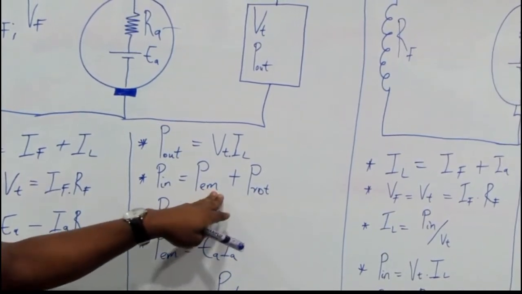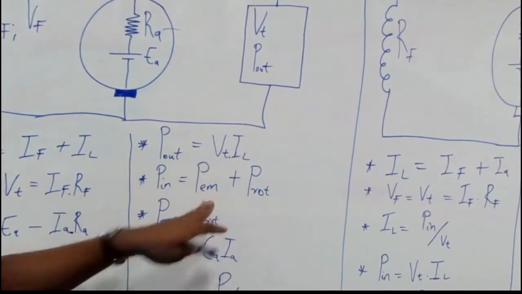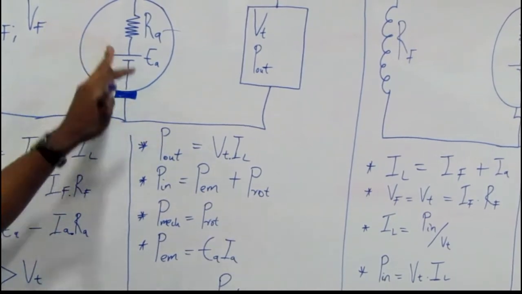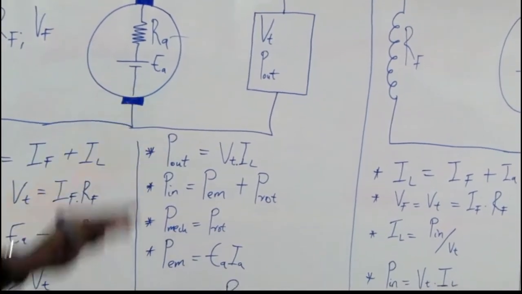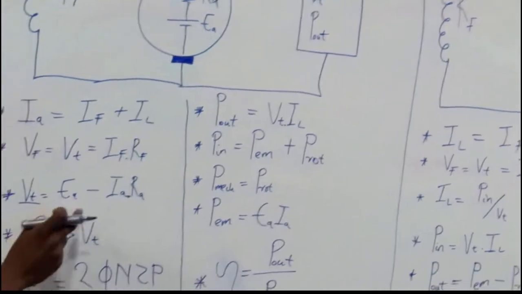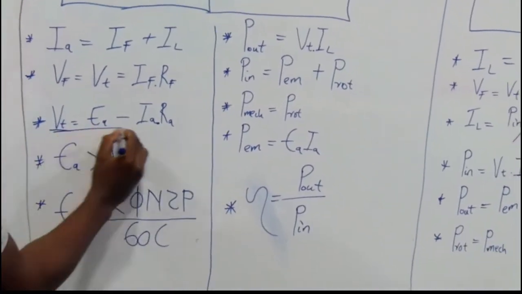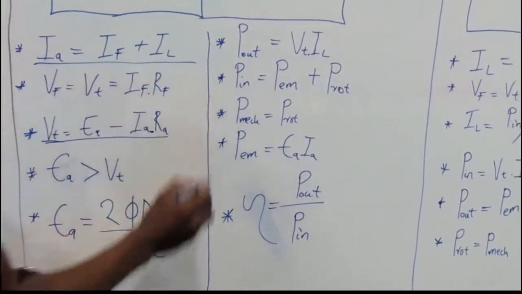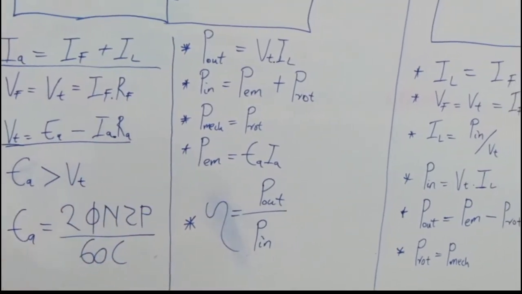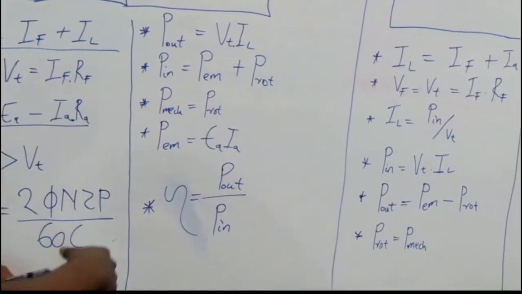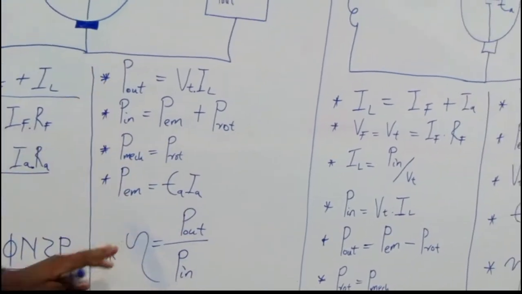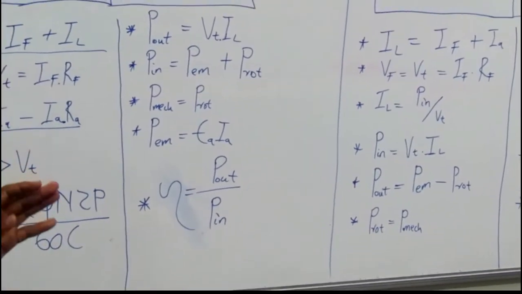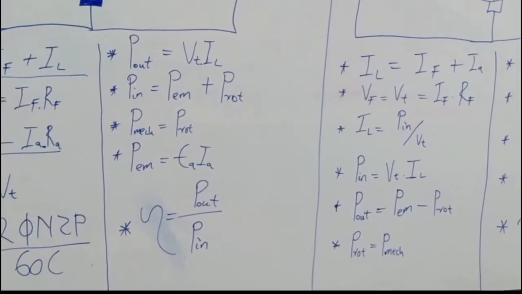Our electromagnetic power, you can get it using IA and EA, where your EA you calculate here using this formula, and IA is here. You calculate your electromagnetic power, you calculate your power input, then you can use your power input and power output to calculate the efficiency of that certain circuit that you are given.